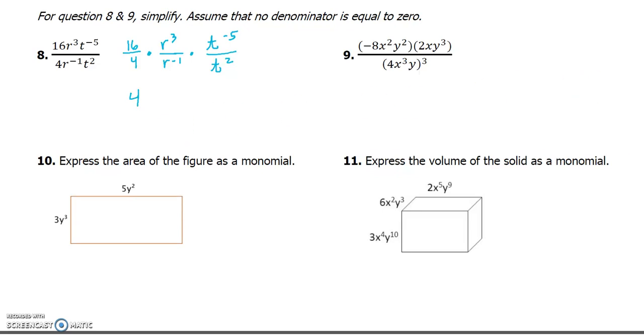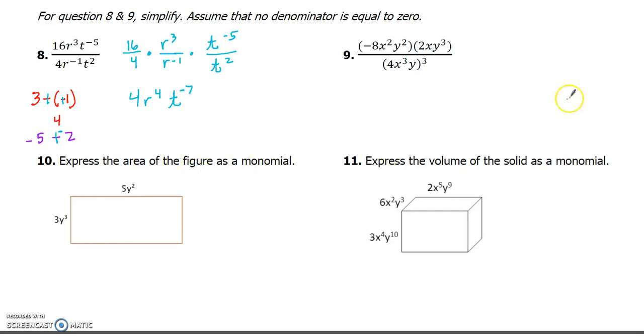Remember, when it is a division problem, I'm going to subtract. So I'm going to have 3 minus a -1. Well, if we do our keep, flip, change, so a 3 plus 1 will give me a +4. So my r's, I will have r to the +4. Okay, let's try the t's. I've just got a -5 minus 2. So a -5 minus 2, again, if we do keep, flip, change, that ends up being -5 plus -2. So in that case, we will end up having t to the -7.